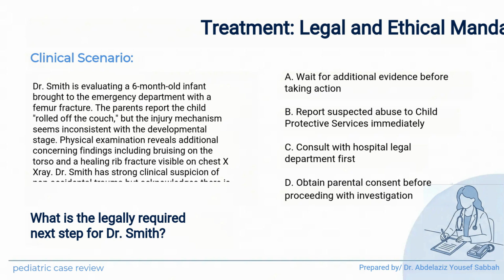What is the legally required next step? Option A. Wait for additional evidence before taking action. Option B. Report suspected abuse to Child Protective Services immediately. Option C. Consult with the hospital legal department first. Option D. Obtain parental consent before proceeding with investigation.